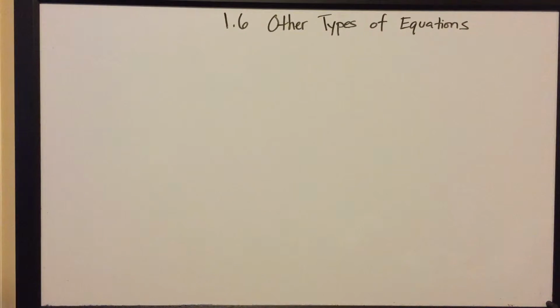Okay, class, so now we're in section 1.6, and the title of section 1.6 is Other Types of Equations. In this section, we're going to be solving by factoring. We're going to be solving one using radical equations. We're going to solve an equation with two radicals. We're going to do some equations with rational exponents.